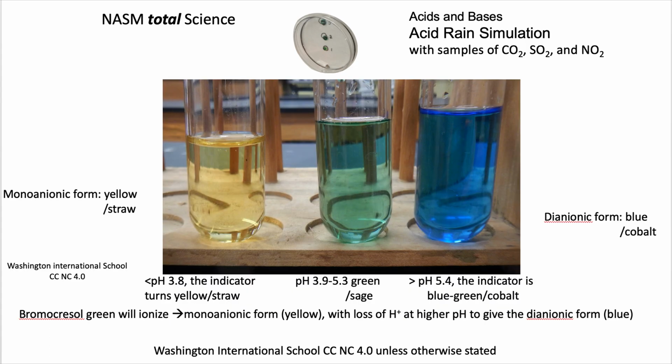What's called the monoanionic form is the yellow straw colour, and the dianionic form, the cobalt blue, is the alkaline colour with a pH of over 5.4.